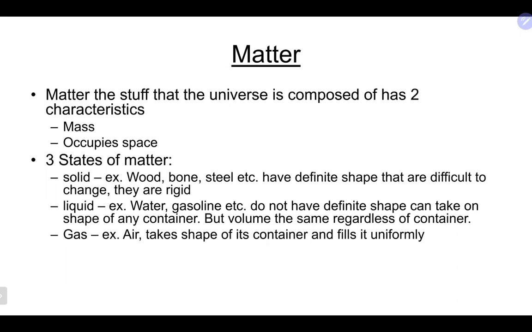Gas, on the other hand, things like air, they take the shape of the container and they fill it uniformly. So the idea with gas is they are flying around, so they are completely filling the actual container uniformly as they're moving around. That's something we'll talk about when we get to the gas chapter, which deals with ideal gases. One of the ideas of an ideal gas is that the volume of the gas is the same as the container because it's flying around and filling the entire container uniformly.